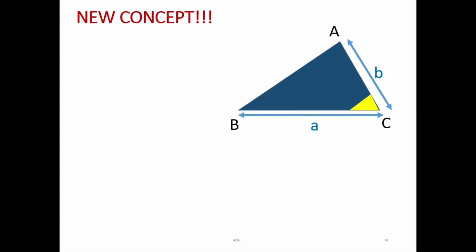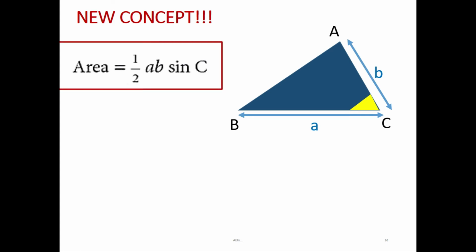Okay, so let me introduce the formula. Its area is equal to half AB sine C. So you can see the sine function coming in. Now, let me remind you, C is the angle in between.